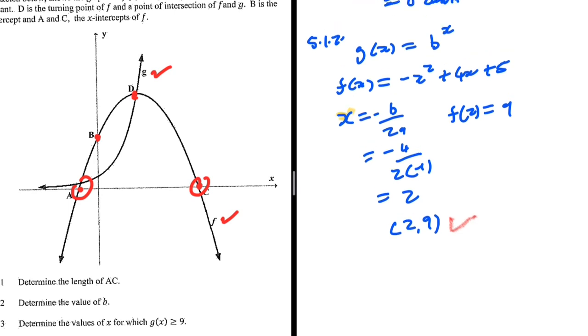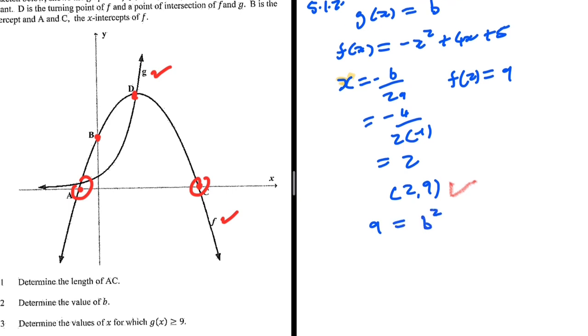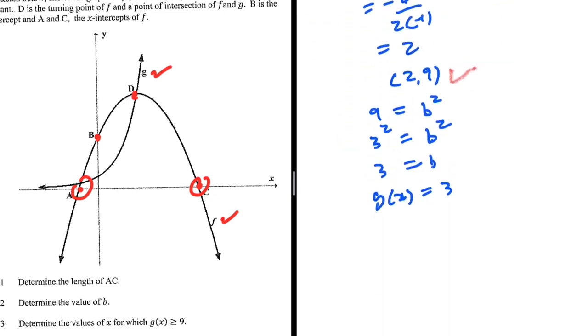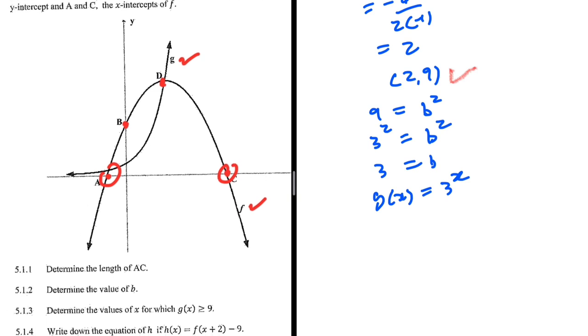In doing that, we're going to have 9 is equal to b to the power 2. We want the same exponents so that we can just equate the bases. How do we do that with 9? 3 to the power 2 is equal to b to the power 2. 3 is equal to b. There we go. So g of x is just equal to 3 to the power x.